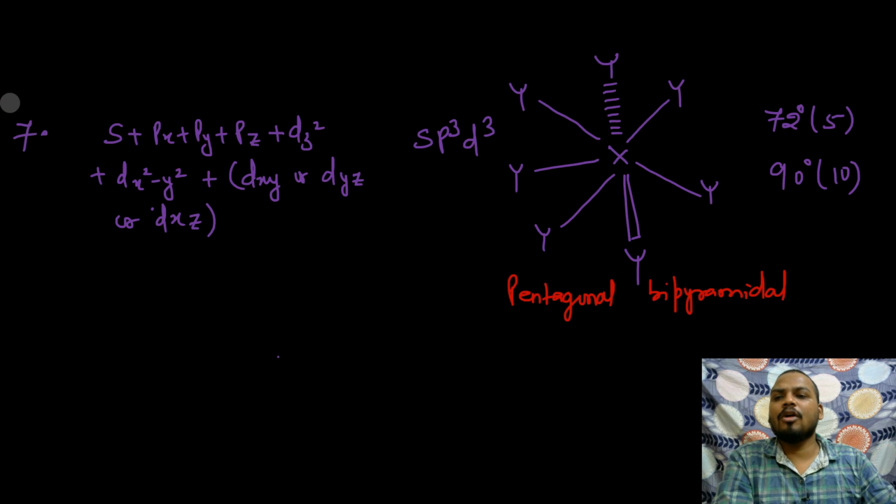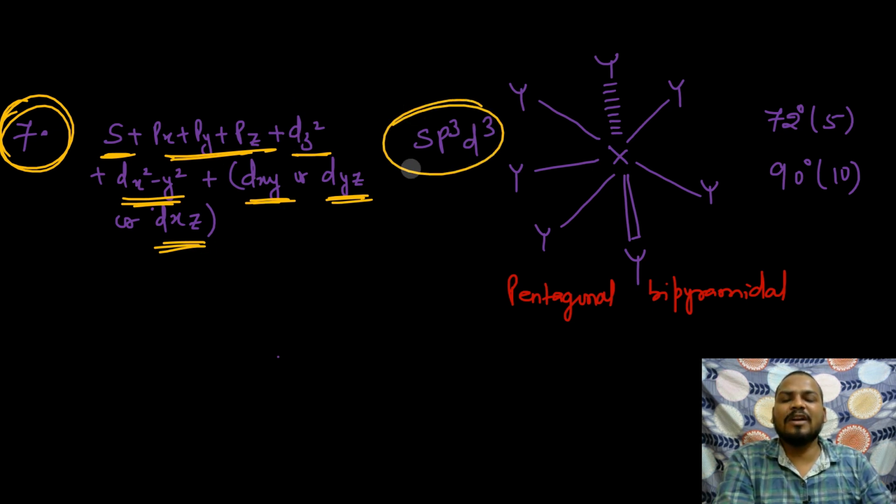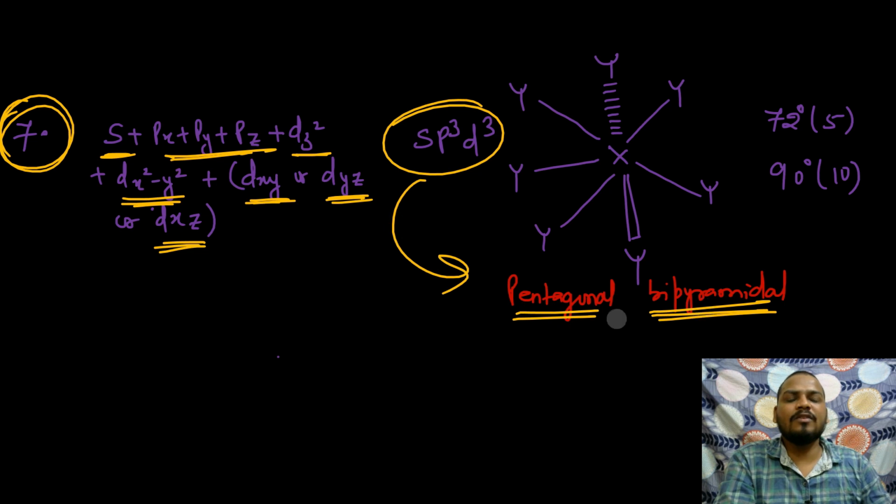If the number of hybrid orbitals is 7, then 1s, 3p and the 3d orbitals are dz square, dx square y square, and either dxy, dyz or dxz. The hybridization related to this intermixing is called sp3d3, meaning 1s, 3p and 3d orbitals go for intermixing. The geometry related to this hybridization is called pentagonal bipyramidal, which has two kinds of bond angle, 72° and 90°. The number of 72° bond angles is 5 and the number of 90° bond angles is 10.